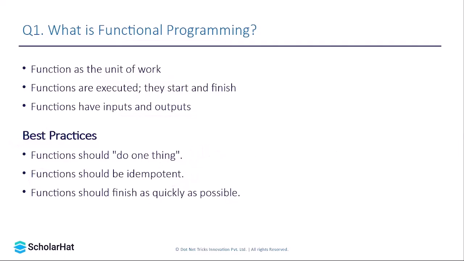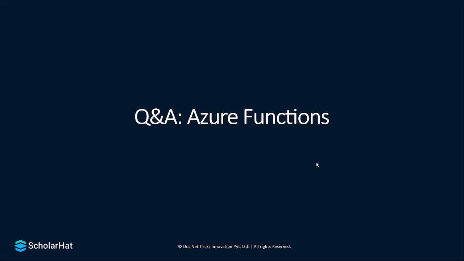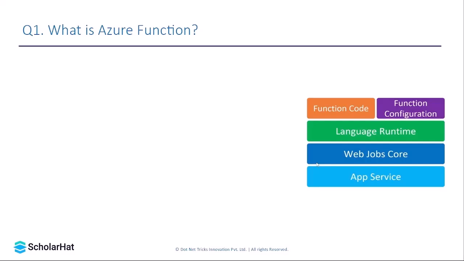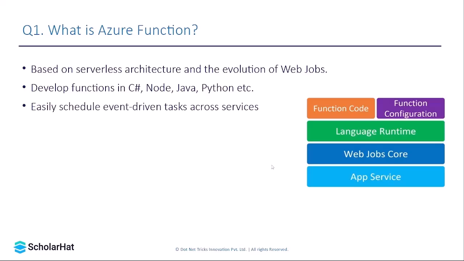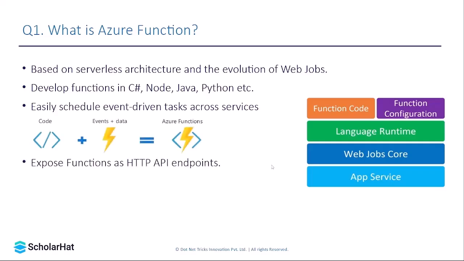Now let's move to the next topic, Azure Functions. So what exactly is an Azure Function? An Azure Function is based on a serverless architecture and it is the evolution of a web job. We can develop an Azure Function in different languages like C#, Node, Java, Python, etc. It is easy to schedule event-driven tasks across services, and we can simply say that we mix code and event data to create an Azure Function.